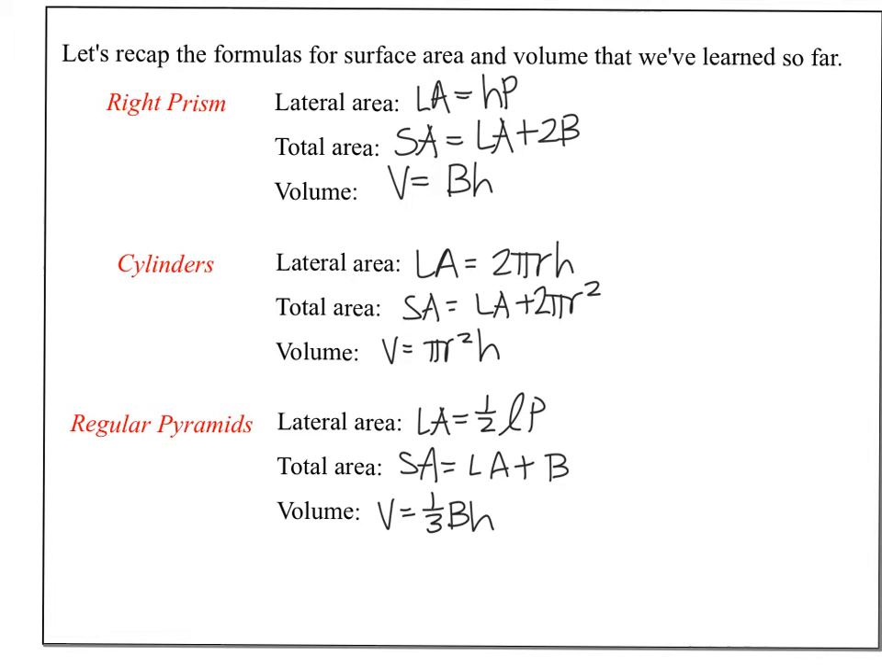Pyramids, 1/2 the slant height, remember L is slant height, times the perimeter. Our total surface area is the lateral area plus one base. Remember, we only have one of them when it comes to a pyramid. And then our volume is 1/3 the area of the base times the height.